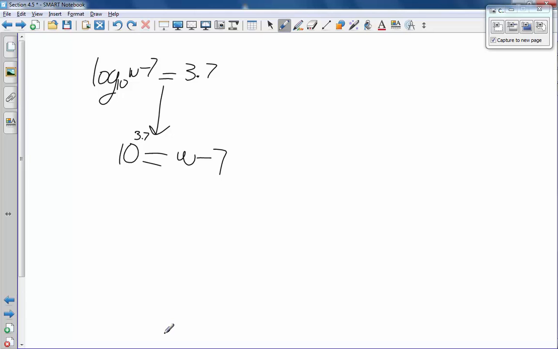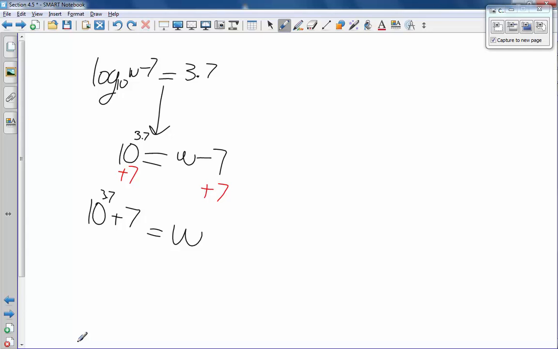Agree? And all you need to do is isolate W by adding 7 to both sides. The top question comes here. I got W, this thing, but how do I add 10 and 7? It's 17. How do I add these? You can't. Because this is an exponential form, this is a whole number. They are not like terms, so you cannot add them. This is your final answer.